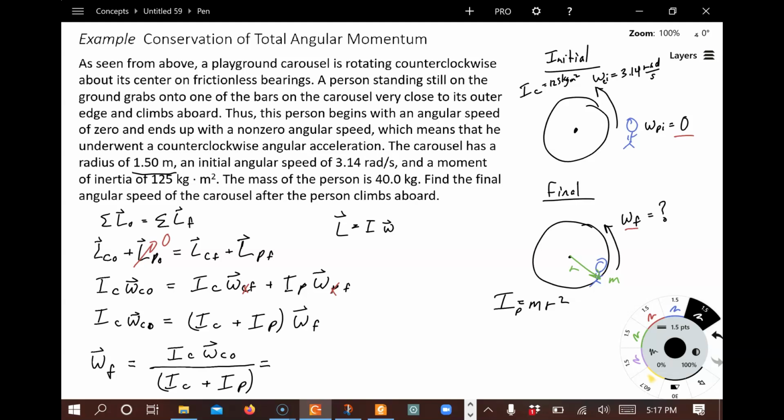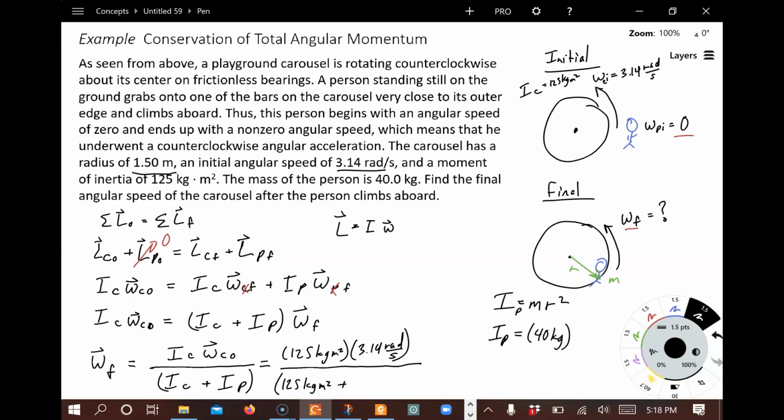I C, which is for the carousel, that's 125 kilograms times meters squared. Initial angular velocity, that is 3.14 rad per second. And in the bottom, we've got, again, for the carousel, the moment of inertia, 125 kilograms meters squared. For the person, we're going to have to use this formula. That's going to be m, which is, for the person, 40 kilograms.